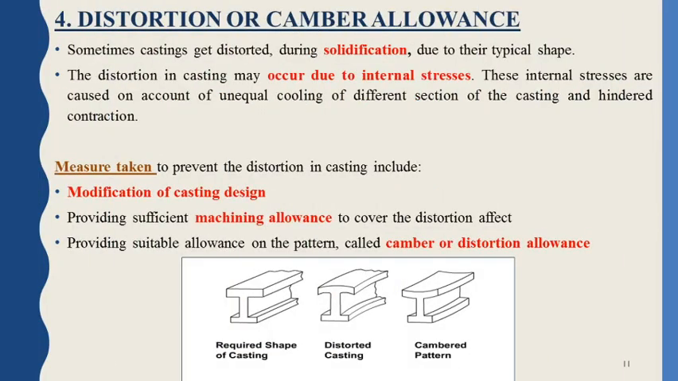Next one is the distortion allowance or camber allowance. For certain types of material, certain alloys of metals, we have a problem where there is a change in shape subjected to various conditions. It might be environmental conditions, sometimes it might be the varying, higher temperature during the casting process, or certain other factors. But the thing is we have to use that particular material; that is unavoidable.